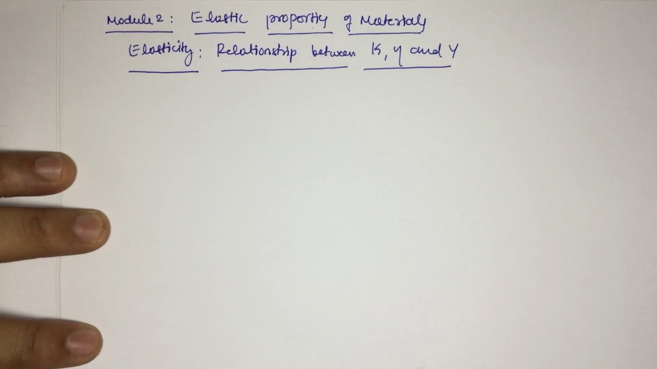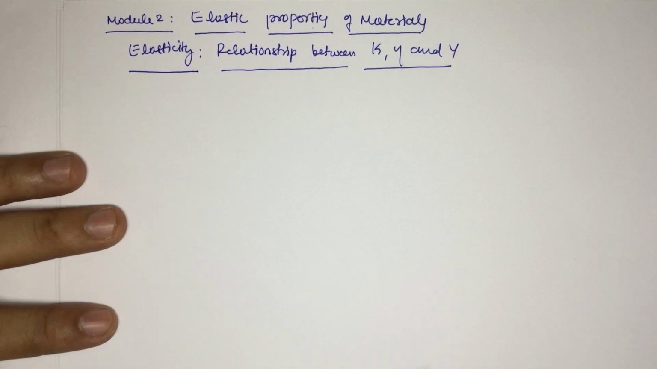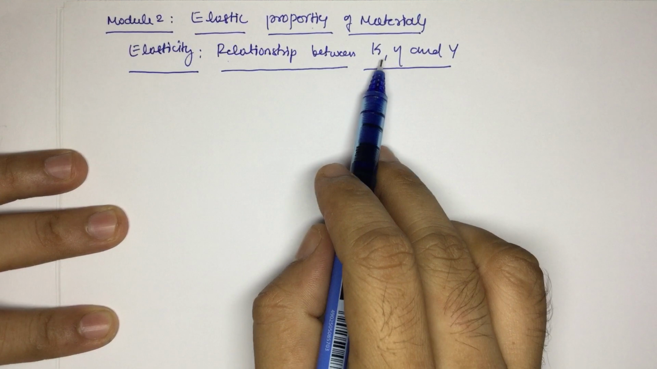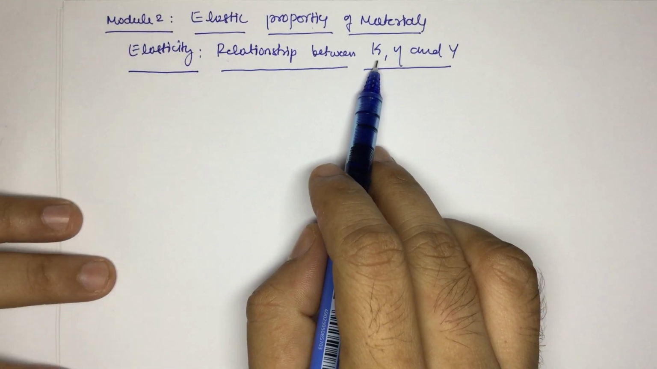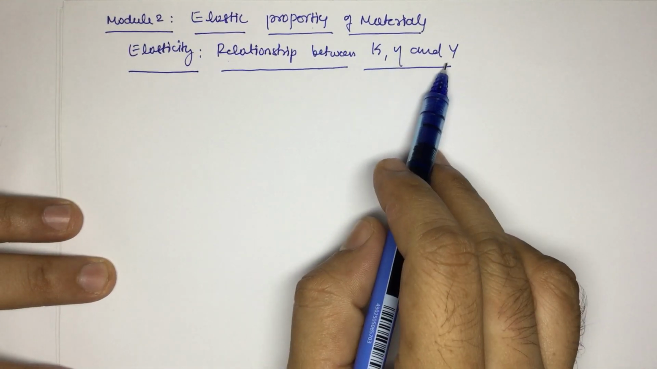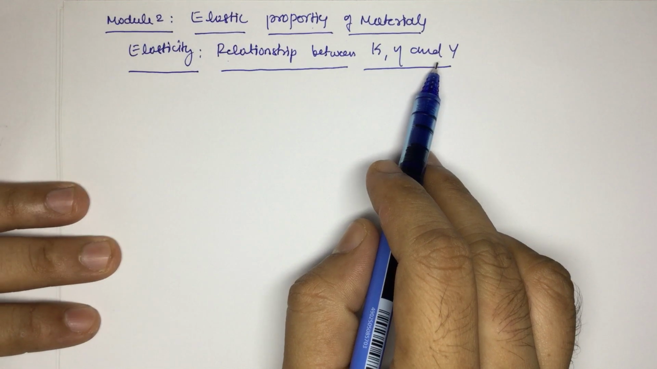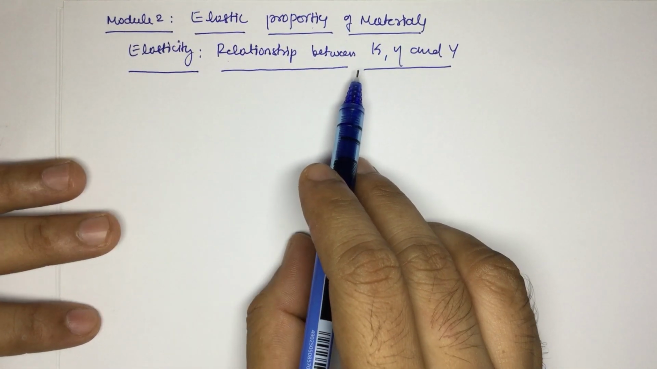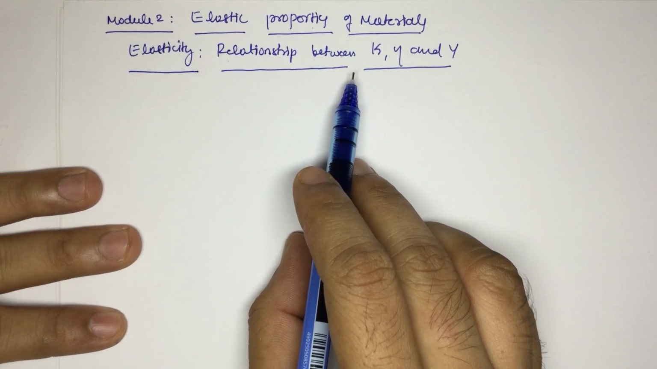My dear students, today in this class we will discuss a relationship between k, eta and y. That is a relationship between bulk modulus, rigidity modulus and Young's modulus. In the earlier classes we already discussed two more relationships. Let us consider those two relationships here.